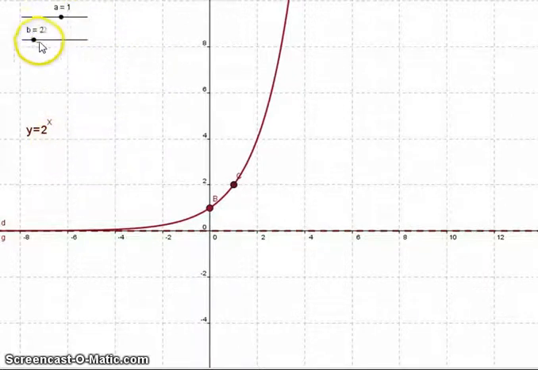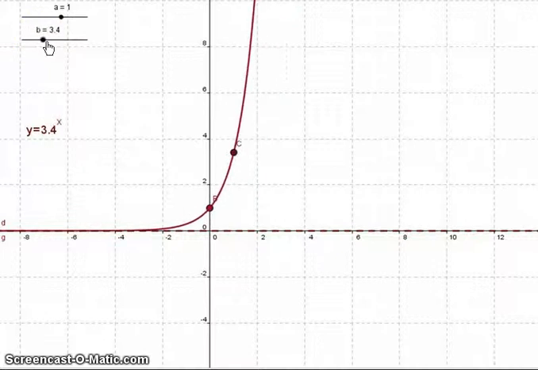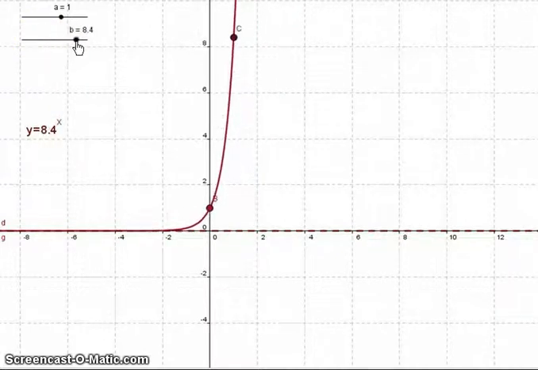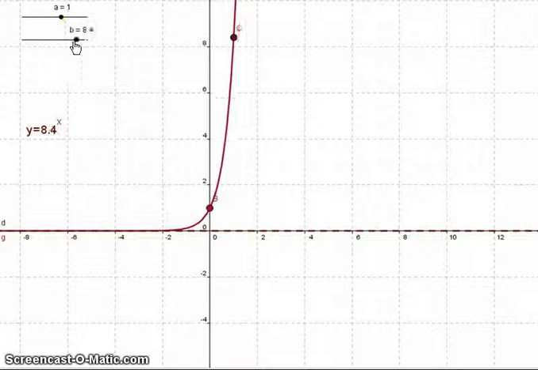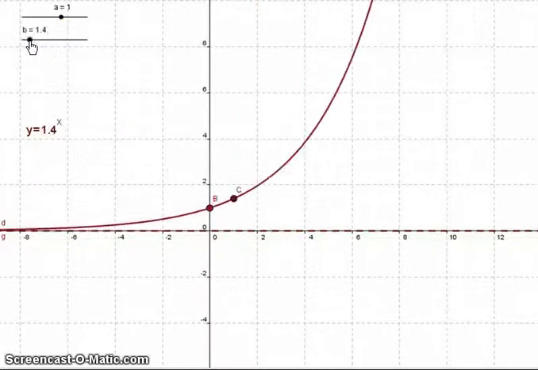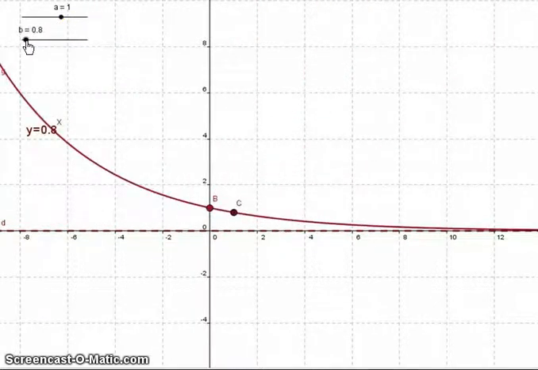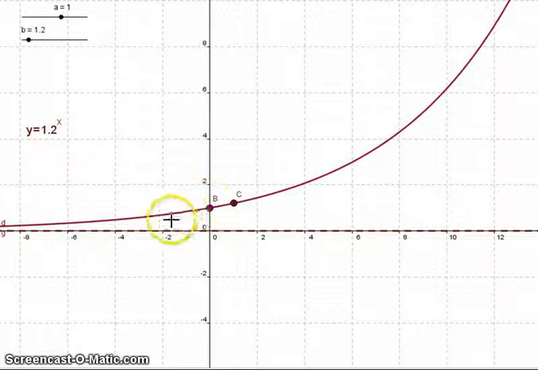But notice if I change this base, making the base bigger or further away from 0 is going to make this a steeper curve. And the steeper this is, the sharper that corner right there to the right of 0 gets really steep, and to the left of 0 it approaches that asymptote really quick. And as I move further and further down, the closer that gets to 1, remember the shallower that is.